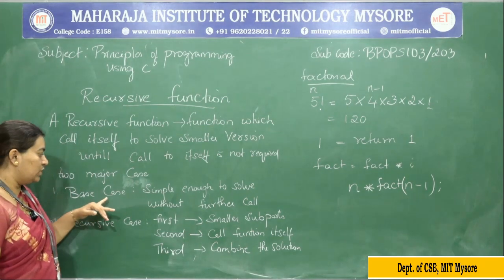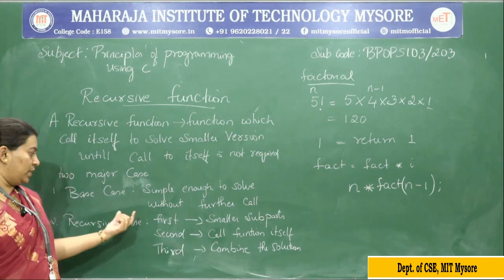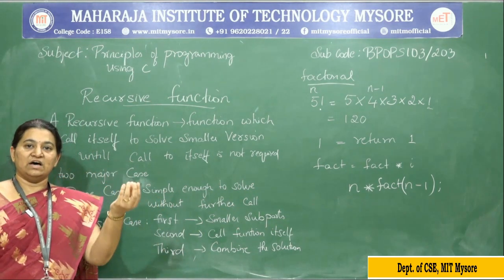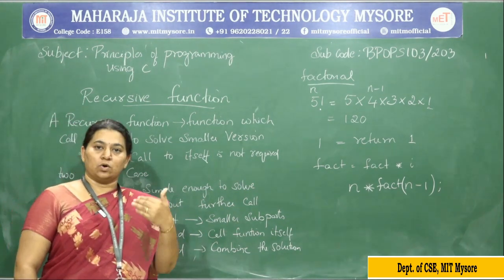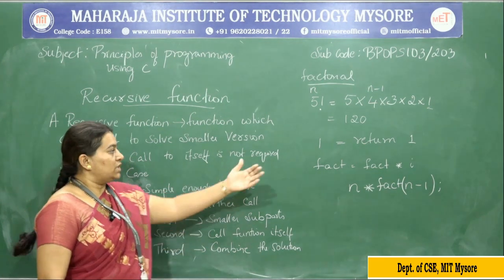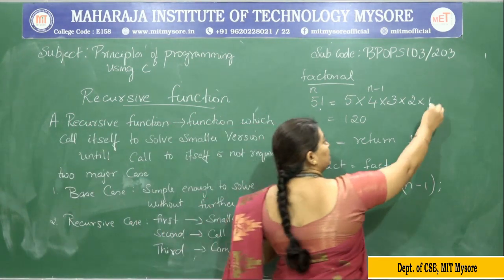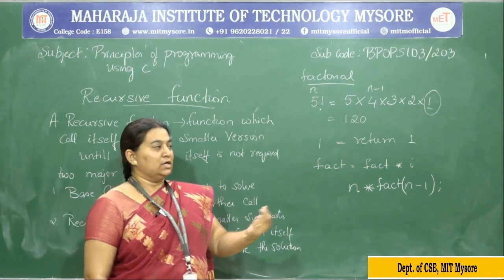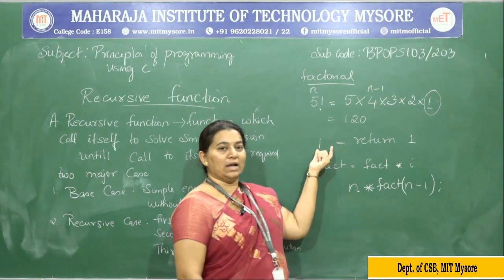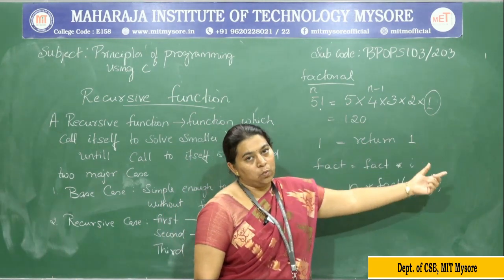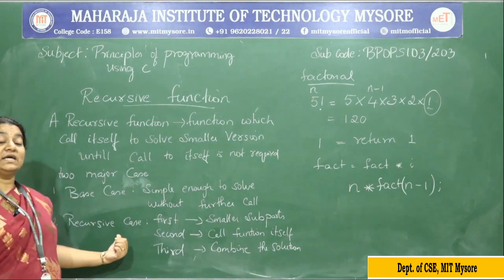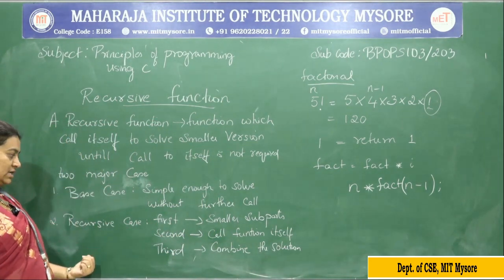The first one is your base case, where you see which is the smallest case, so that I will not call my problem further. That is nothing but your termination case, where I have to end it. Whenever I get a 1, I have to return 1. Next, I have to take a second case, that is your recursive case.